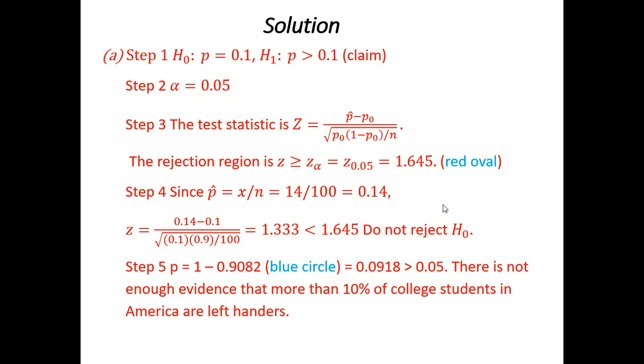So with our 5-step method, we begin by identifying the null and the alternative hypothesis. Here, the null hypothesis is that P is equal to 0.1. So this is the percentage of students that are lefty, 0.1. The alternative would claim that P is greater than 10%. We're using alpha 0.05. That's our level of significance. The test statistic for a one-sample proportion test looks like this. We get P hat, the sample proportion, minus P0, that's our hypothesized proportion, and then that's divided by this term that you see down here.